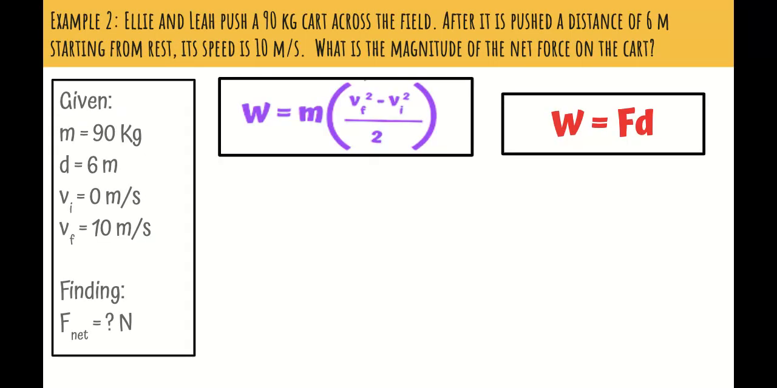Example of this, we have Ellie and Leah pushing a 90-kilogram cart across the field. After it is pushed a distance of 6 meters, starting from rest, its speed is 10 meters per second. What is the magnitude of the net force on the cart?